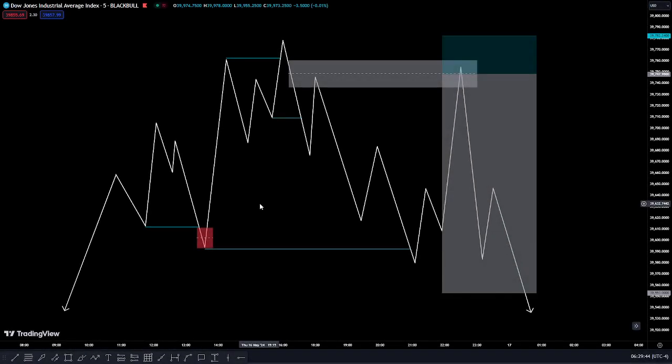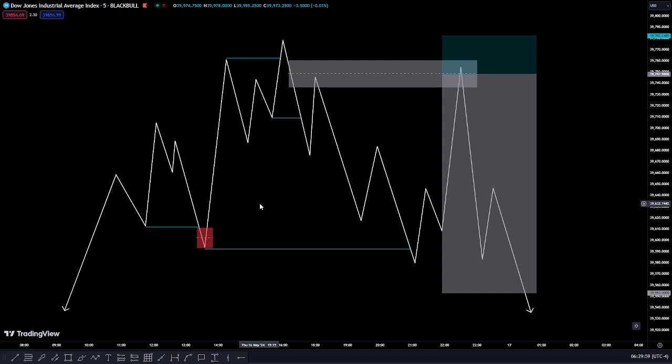Alright folks, welcome back, and today we'll be talking about market structure shift and how to identify them. Most people have been doing it wrong. You've been identifying your market structure shift wrong, but after today, I'm pretty sure you're not going to have a problem with that again.